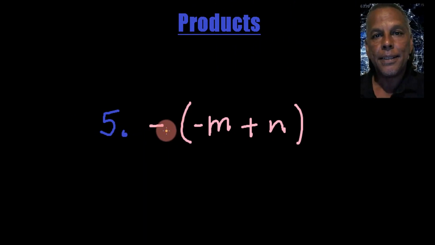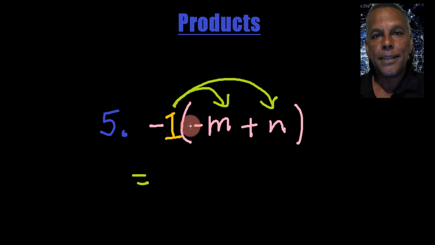Here, the negative in front of the brackets is actually negative 1. Of course, we don't write this 1, but it's actually negative 1. Then multiplying negative 1 into the brackets. So we're going to have a negative times a negative, which is a positive, and 1 times m is m. Then we have a negative times a positive, which is a negative, and 1 times n is n. So it's m minus n.